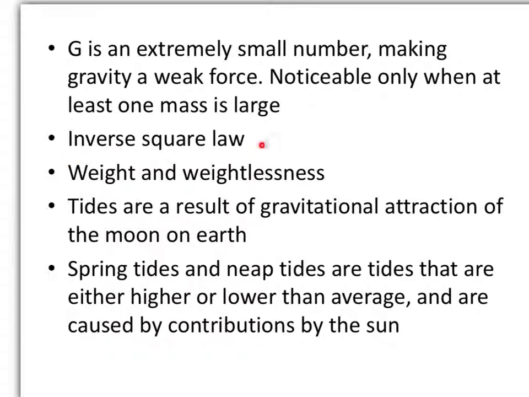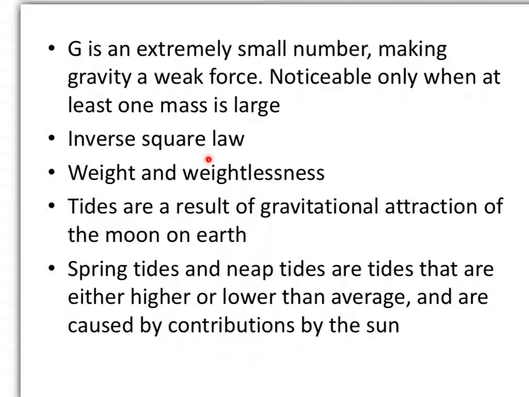Okay, now that d squared term in the denominator, we refer to that as the inverse square law, which means that the strength of the gravitational force decreases with the square of the distance. So, for example, if you double the distance between two objects, then the gravitational force between them is not halved, but it's quartered, because of that square term in the denominator.